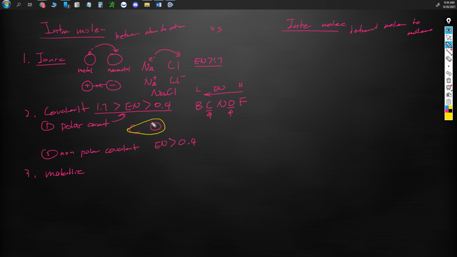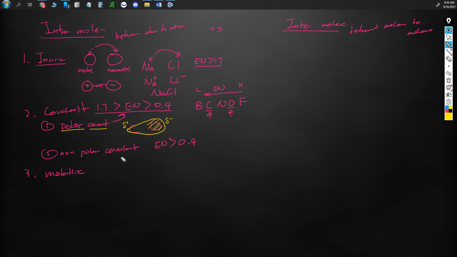This creates a partial negative charge and a partial positive charge. So this creates this polarity. That's why it's called a polar covalent bond. So generally electrons are shared unequally. The oxygen side has a greater concentration of electrons than carbon because its electronegativity is greater.